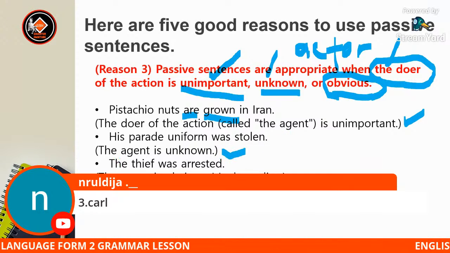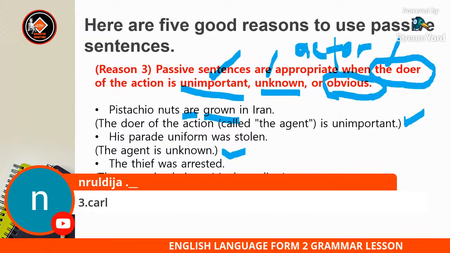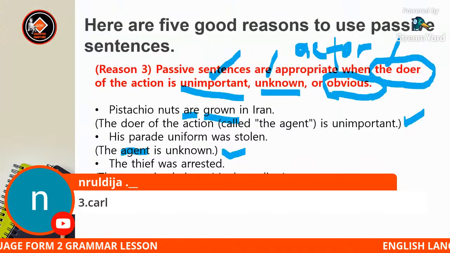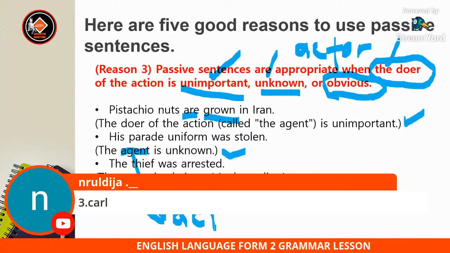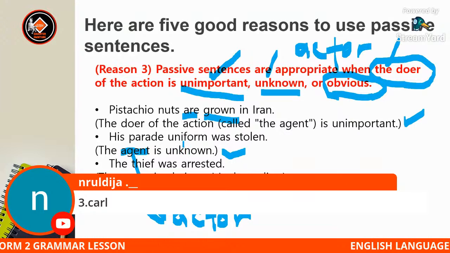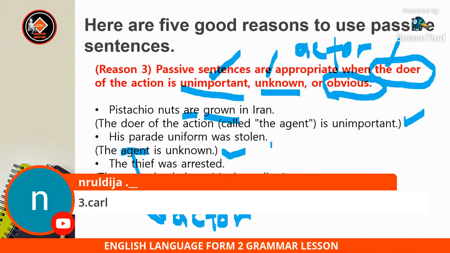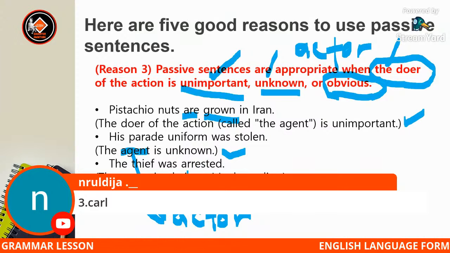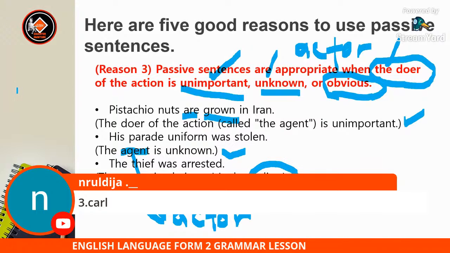Right. Okay, number 3, the thief was arrested. Okay, the actor is obvious. It's not agent, it's actor. Okay, actor, sorry. So, these two, the actor is obvious, right? Number 2, his parade uniform was stolen. Baju dia pakai untuk perarakan telah dicuri. Yes. So you do not know who stole it. The thief was arrested. So the actor is obvious. Who arrested a thief? Definitely it must be the police. Okay, so this is what you use.